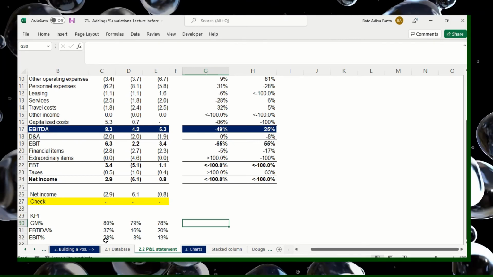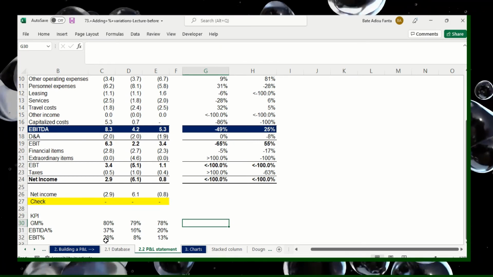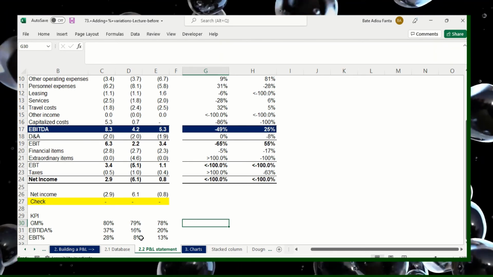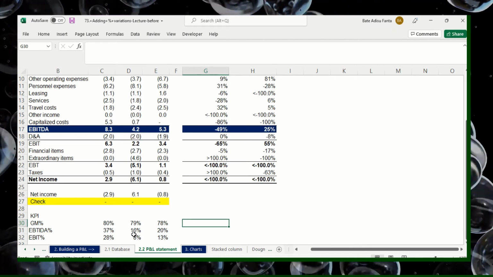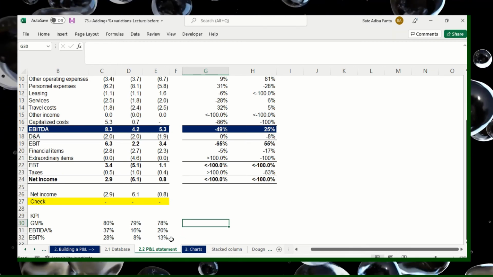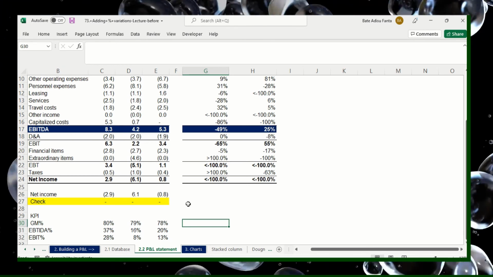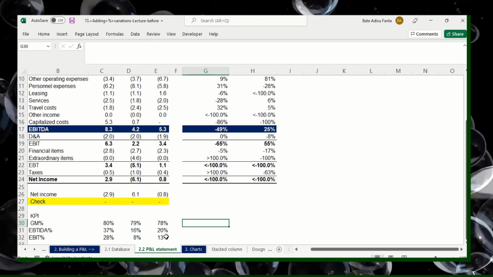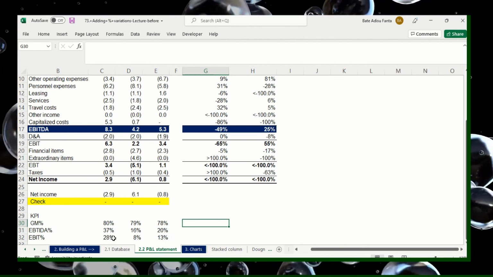So yeah, that is how it looks, and we see the changes from 2016 to 2017 and from 2017 to 2018, how much each one is changing. So this is, in short, the key performance indicator: how the company has been performing.